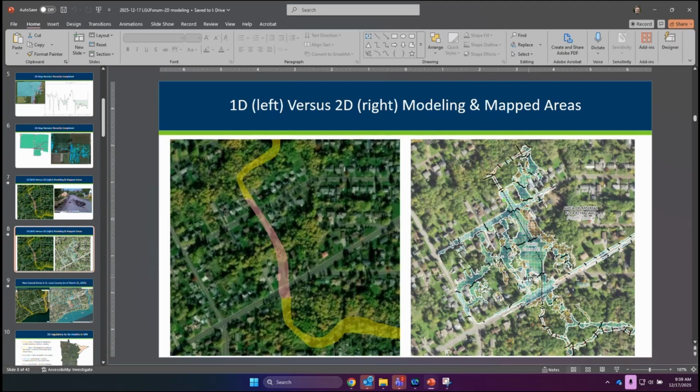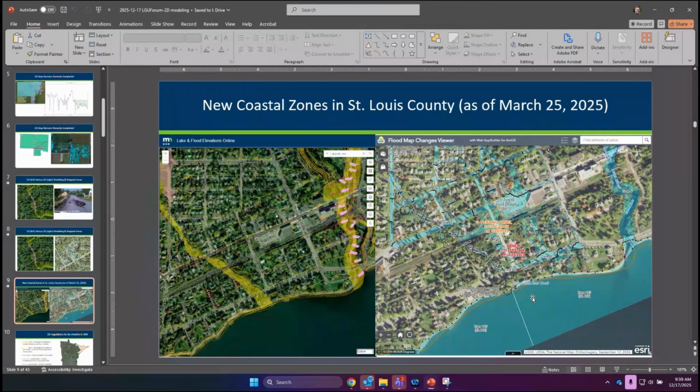some of these areas with flow through the streets are done in 2D models. So that's really helped improve the accuracy of the floodplain maps in St. Louis County. And those are only in Duluth specifically, not the whole county itself. So lots of areas in Duluth do have these 2D models.